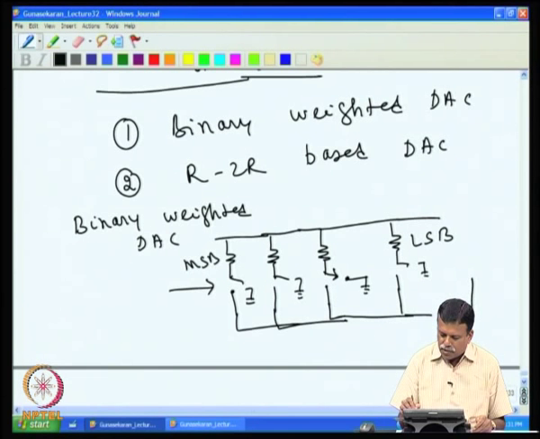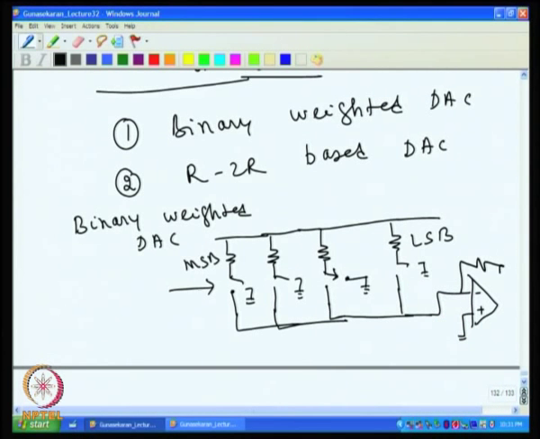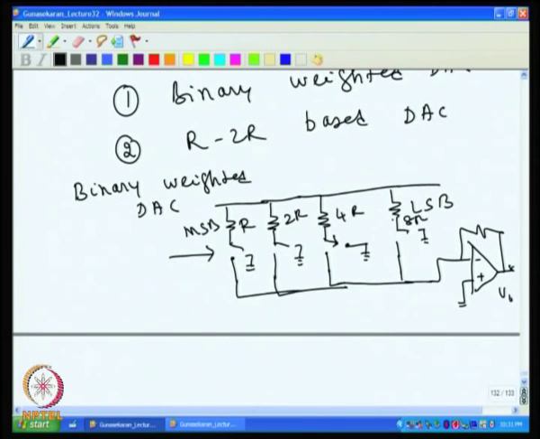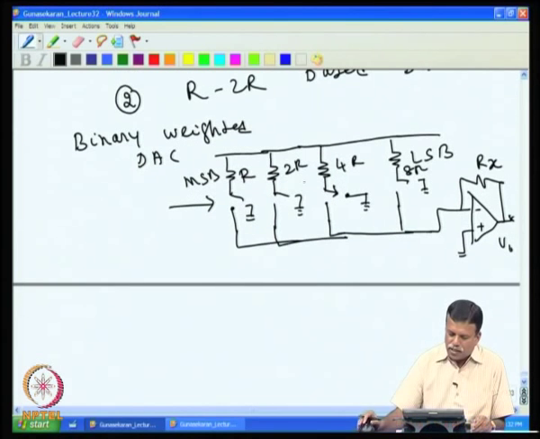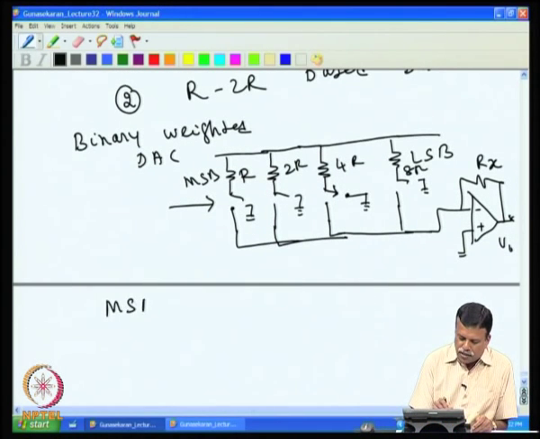Now, this output, for example, I connect to the op amp, then I put a resistance here and that acts as the output. In these resistances we take R, then 2R, 4R, 8R. These resistors are actually binary weighted. For example, if this is 1K, I make this one 2K, this 4K and then this one 8K, and this resistance can be any amount, there is no problem. This is Rx.